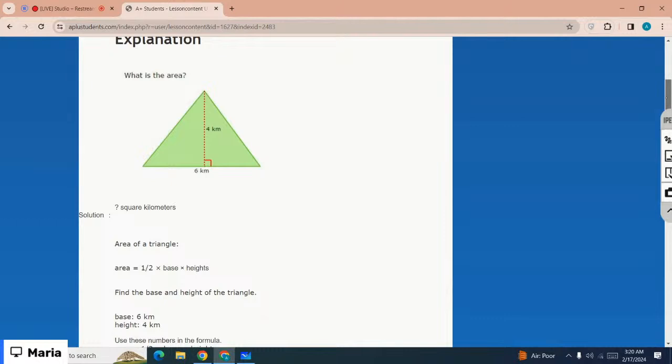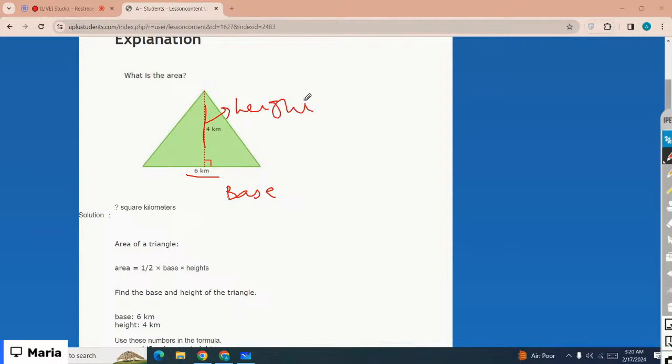This is the base of the triangle, and this is the height of the triangle, right? Area is half times base times height. Base is 6, height is 4. Just put the values, that is half times 6 times 4.